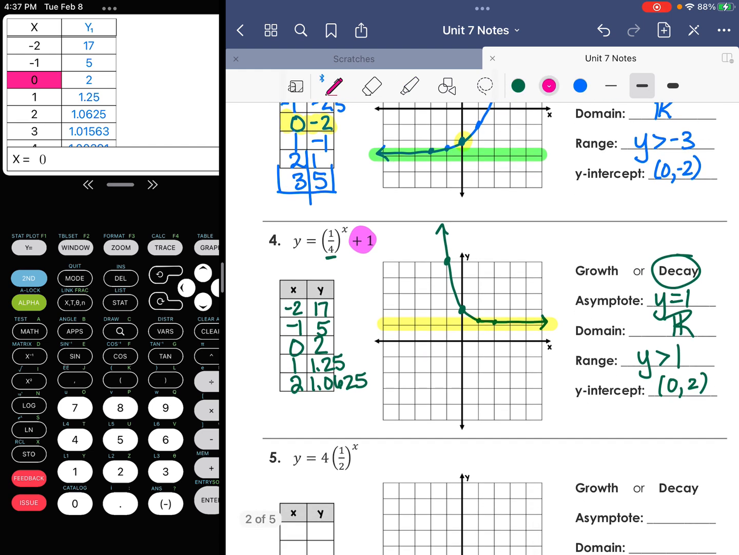So I want us to write on here that adding or subtracting moves the asymptote.